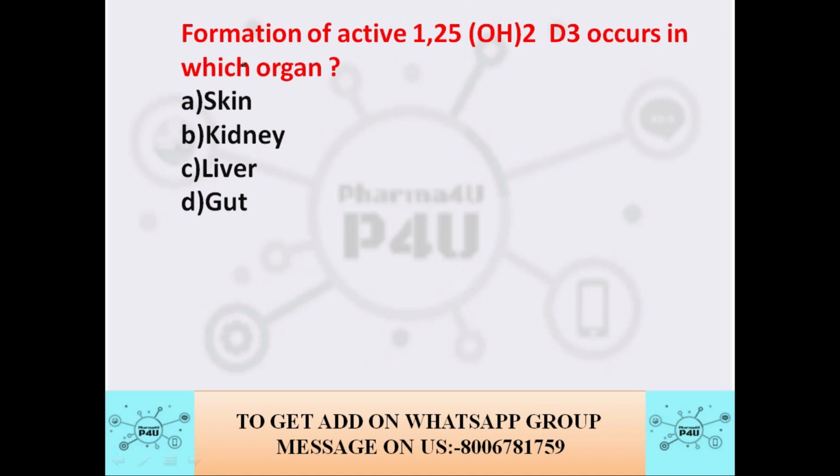Next question is: formation of active 1,25-OH in bracket D3 occurs in which organ? Options are skin, kidney, liver, or gut. So which is the organ where the 1,25-OH D3 formation occurs? The correct answer is kidney. In the kidney, the formation of 1,25-OH D3 occurs.